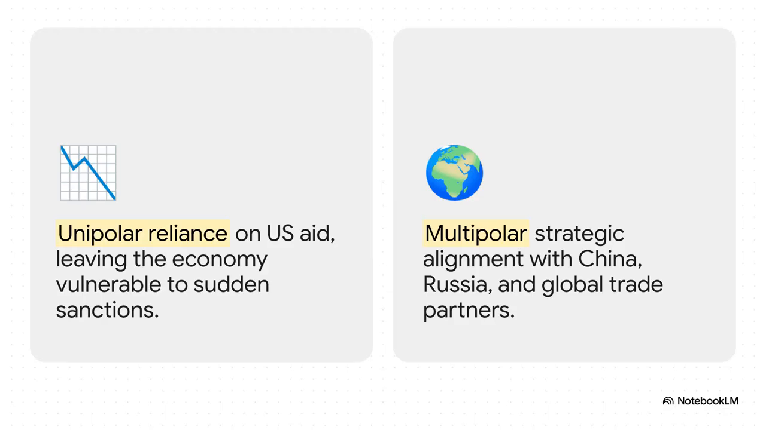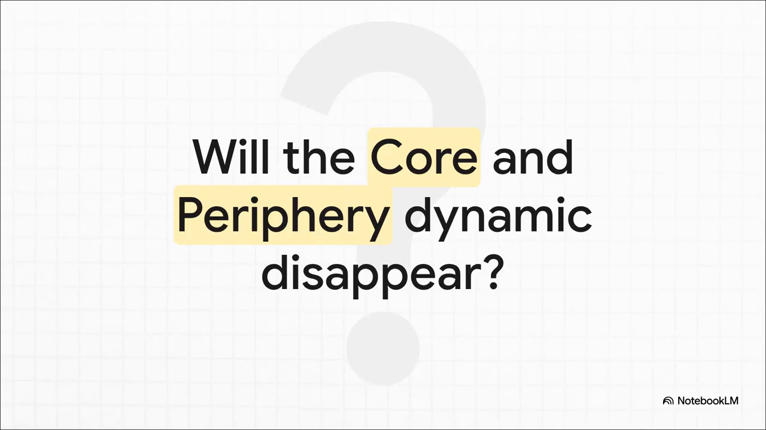We are literally watching a real-time shift here. The past was defined by a unipolar reliance on U.S. aid, which left the country super vulnerable to sudden sanctions. But the future? That's about multipolar strategic alignment. It's about diversifying trade, deepening ties with China, exploring rapprochement with Russia, and welcoming new global investments. It's such a fascinating evolution.